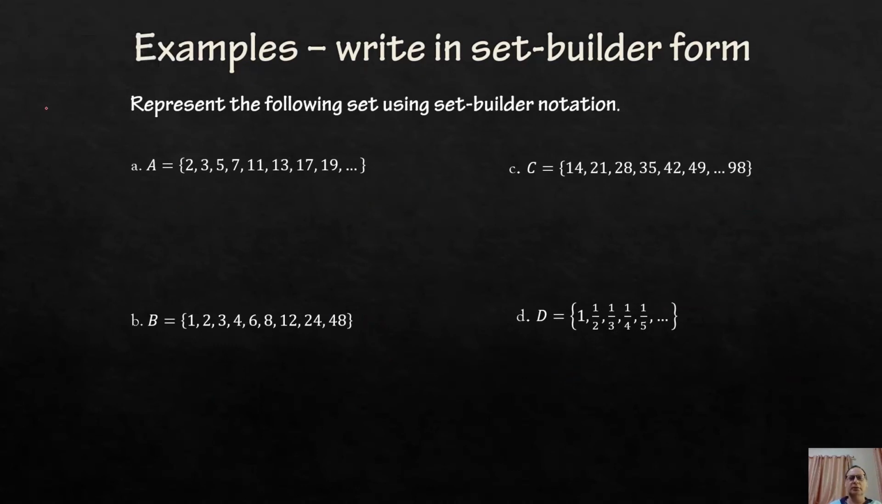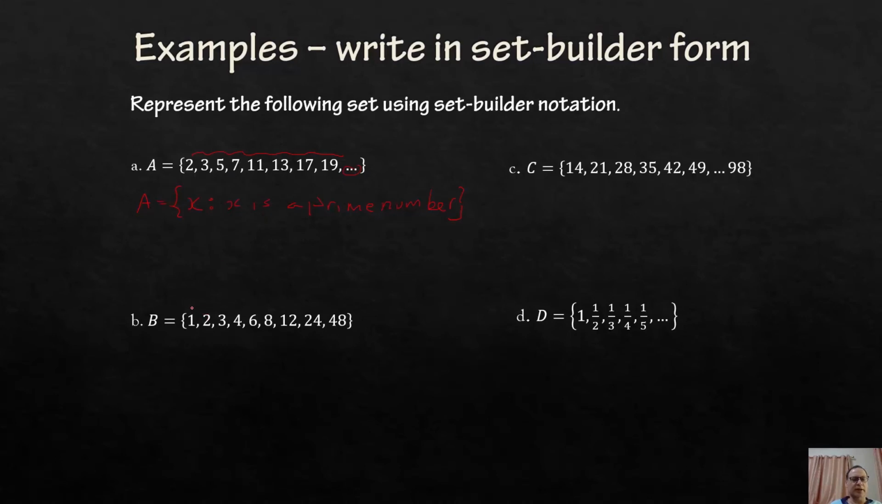Here are some more examples of how to write your sets in set builder form. Okay, in this set, you can see the pattern is prime numbers. So straightforward, set A, you write down x such that x is a prime number. And notice that the prime numbers are not stopped anywhere, so that is adequate. x such that x is a prime number.